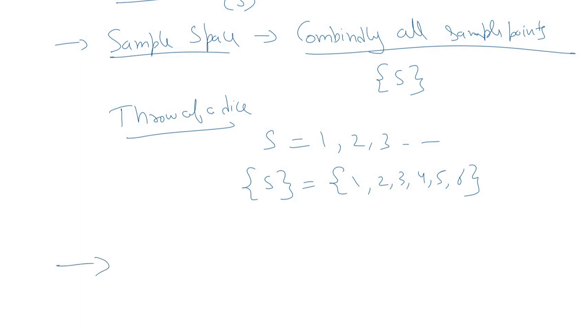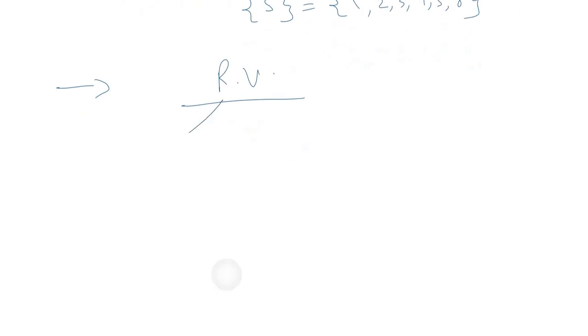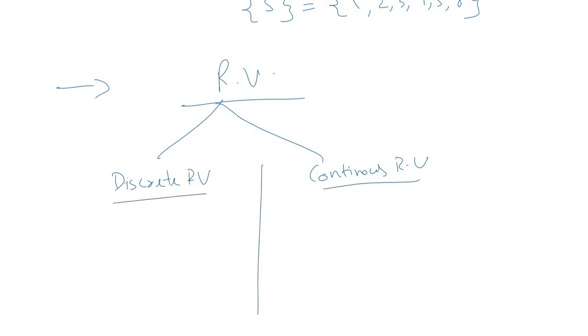Now the random variables can be further divided into 2 categories, that is discrete and continuous. Discrete random variables and continuous random variables. The difference between these two is very simple and basic. Discrete random variables are those that can take only a finite or countable number of distinct values.